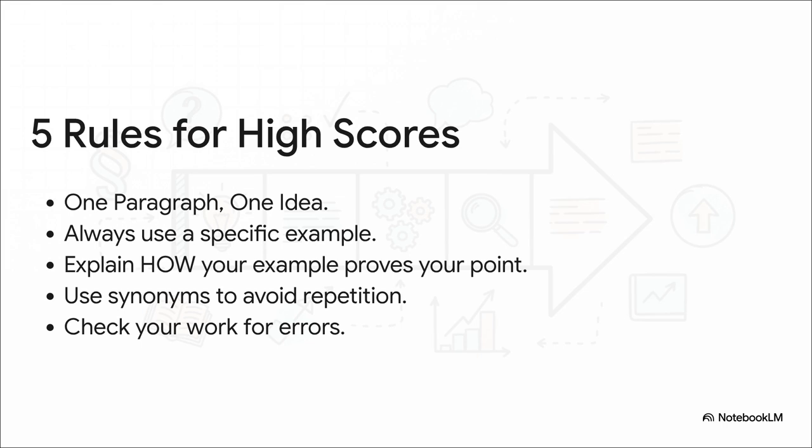Don't make the examiner do the work for you. 4, use synonyms. Instead of saying "government" 3 times, try "authorities" or "policymakers." It's an easy way to boost your vocabulary score. And 5, please leave a minute or 2 to check for simple errors. They can really drag your score down.